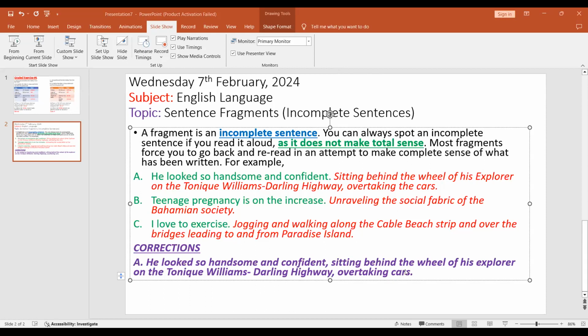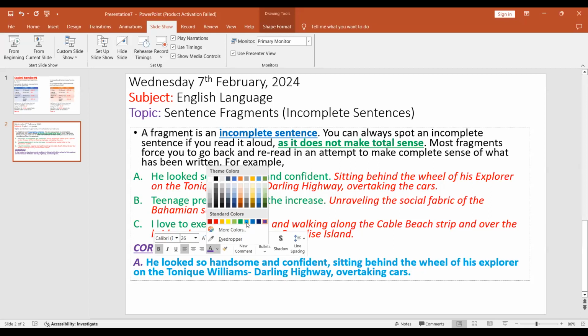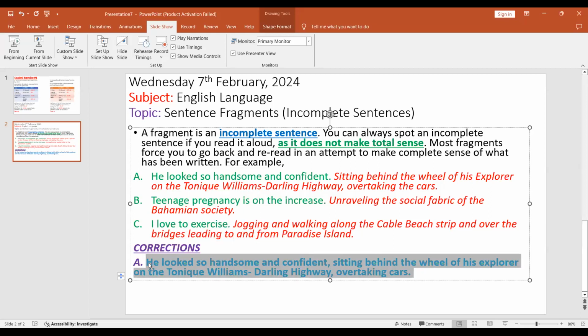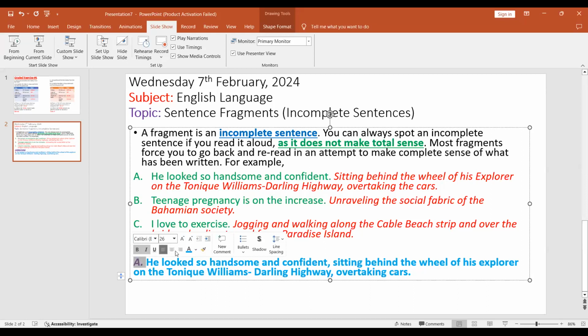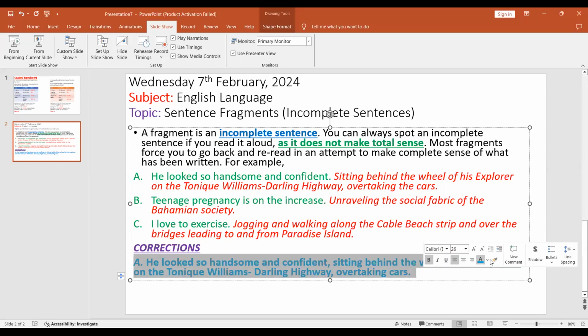He looked. So now we know who. He looked so handsome and confident. We could also correct it using conjunctions as well. So let me use orange. So that's the first correction.